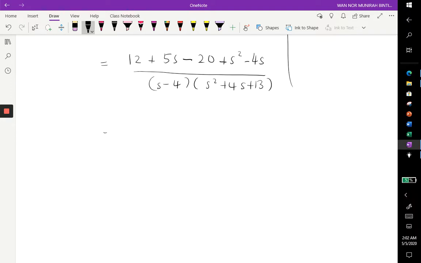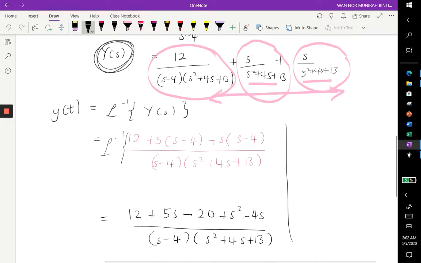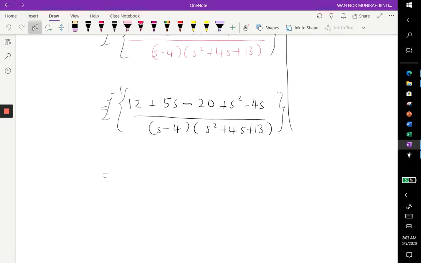So that we have y(t) equals the Laplace inverse of this one. Let me try to rearrange this one. So we have s squared. I hope that my calculation here is correct. If I'm wrong, maybe you can calculate again and tell me which part I did wrong.